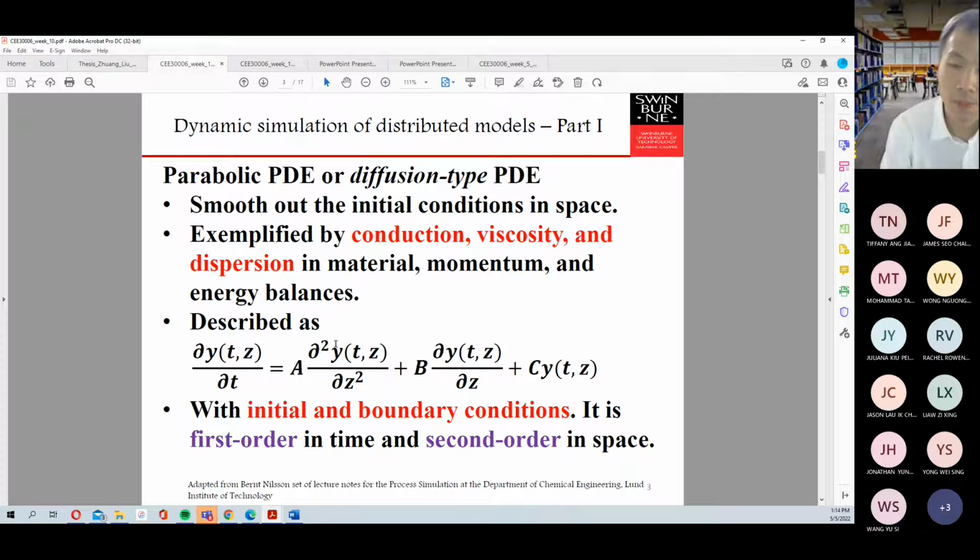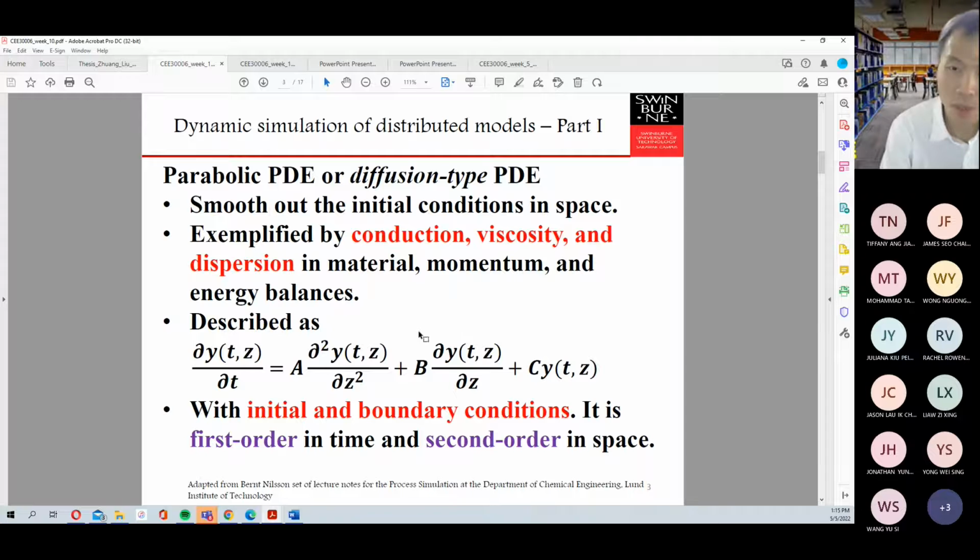Doesn't have to be just the value of Y. It can be a Dirichlet boundary condition, meaning that you have the value of Y at any particular position of Z, or you can also have the value of the derivative of Y with respect to Z at any particular position of Z. But because this is first order with respect to time, you need one condition specified with respect to time and two conditions specified with respect to the Z coordinate.